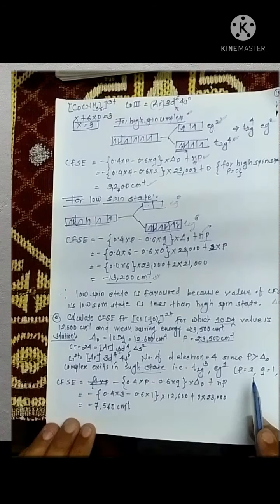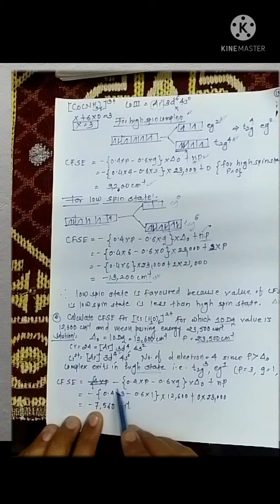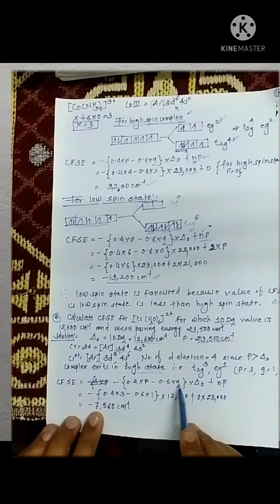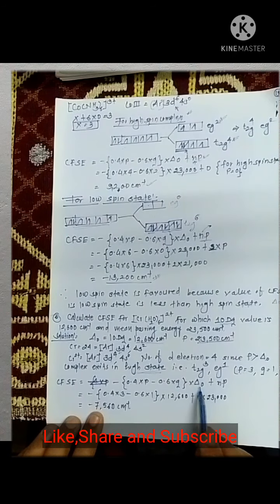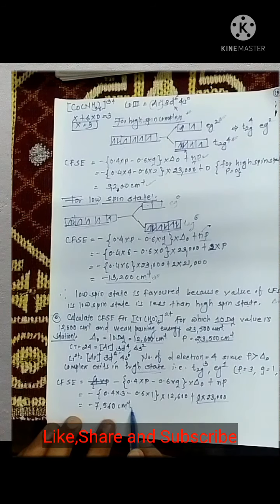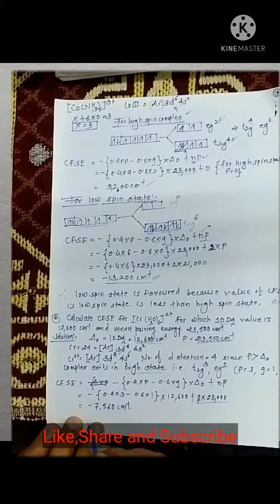There is no pairing. So CFSE for the high spin complex, there is no pairing. So CFSE is equal to minus into bracket 0.4 multiplied by P minus 0.6 multiplied by Q, delta O, plus NP. Since for the high spin complex there is no pairing, N is equal to 0, so this part is overall 0. When we solve this equation, we come up with minus 7,560 centimeter inverse. That is the CFSE for the hexaaquachromium 2 plus complex: minus 7,560 centimeter inverse.